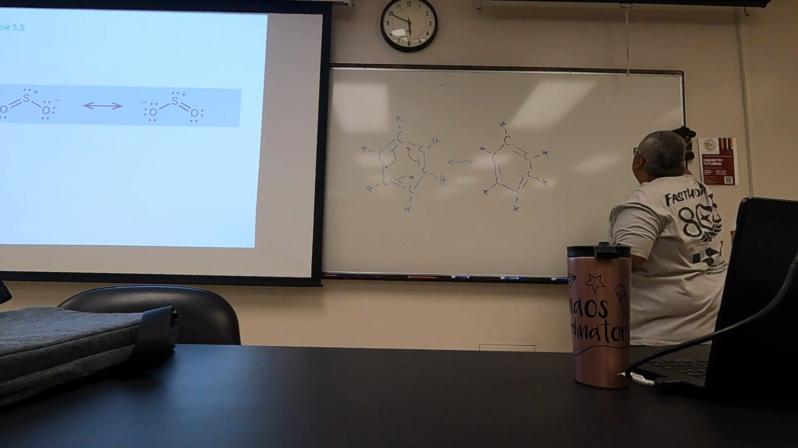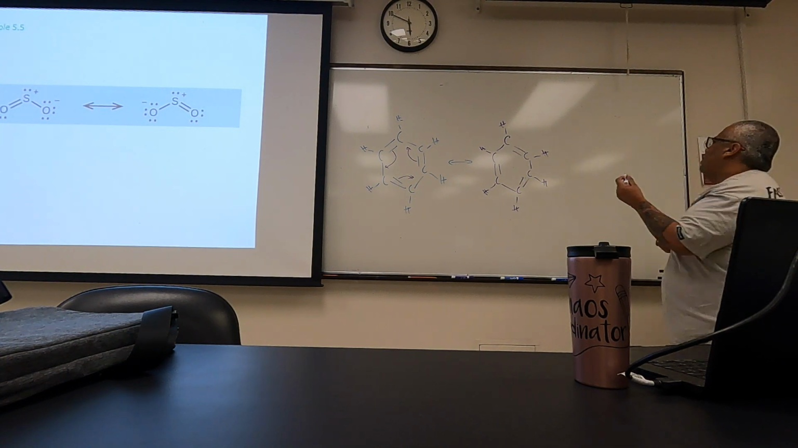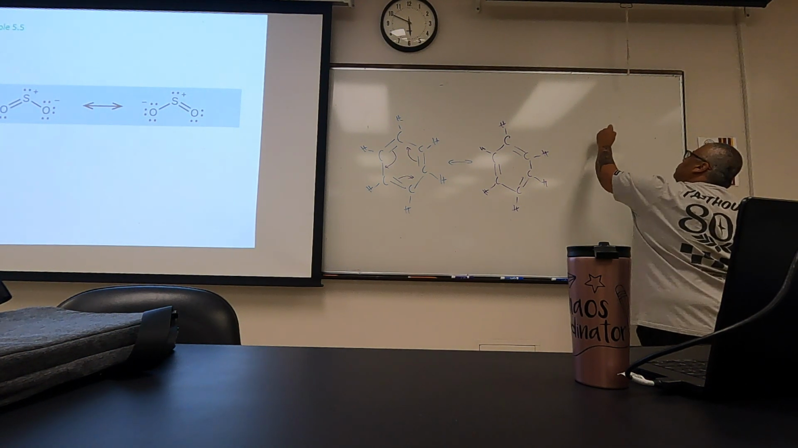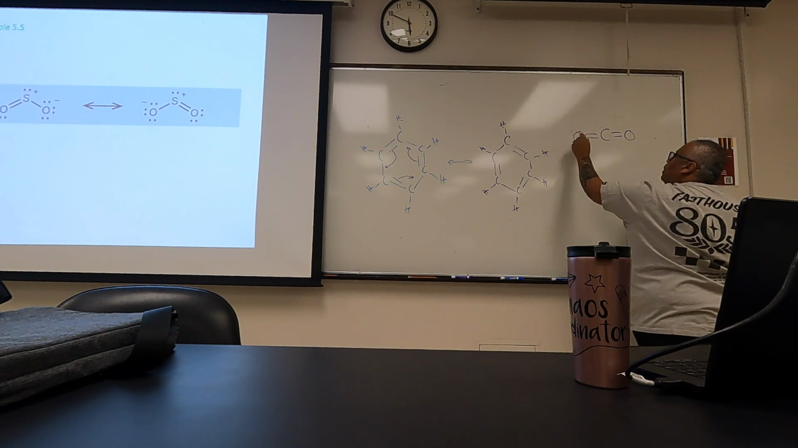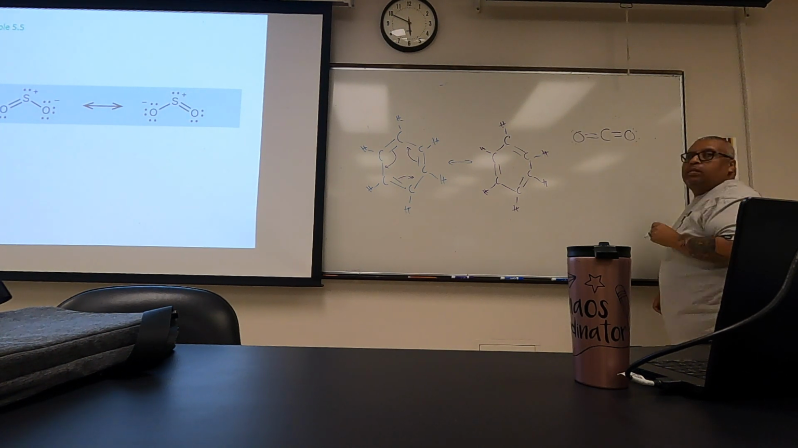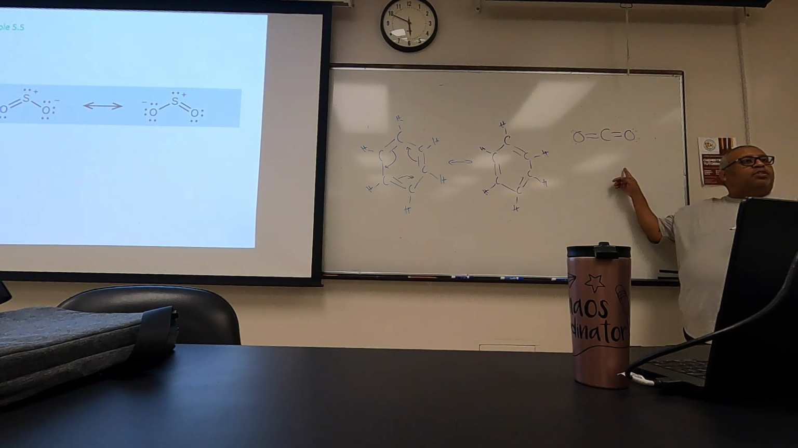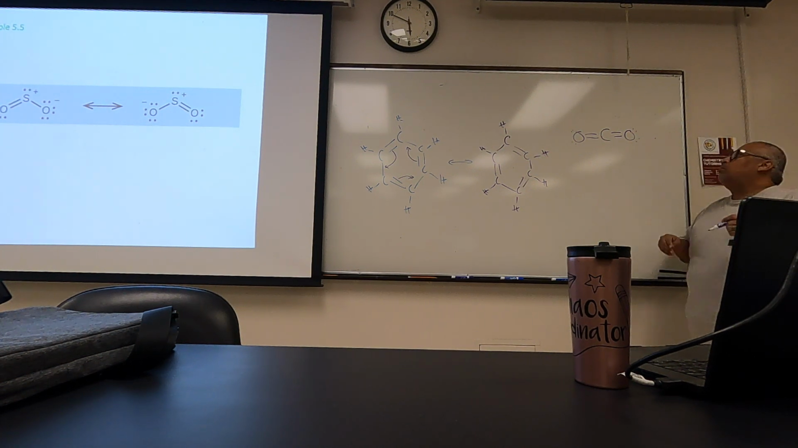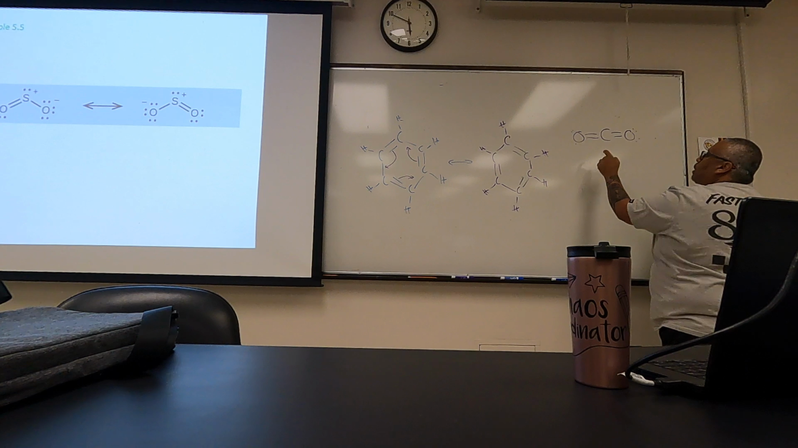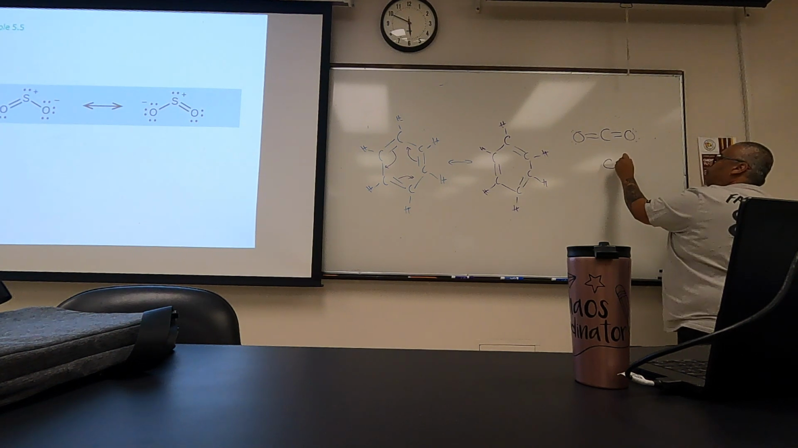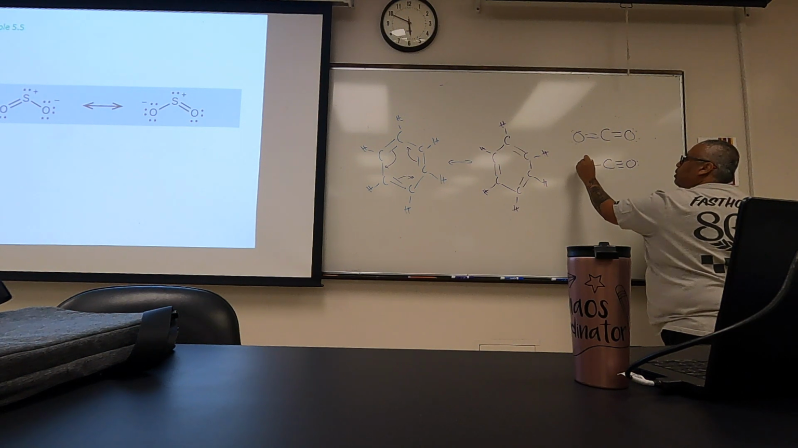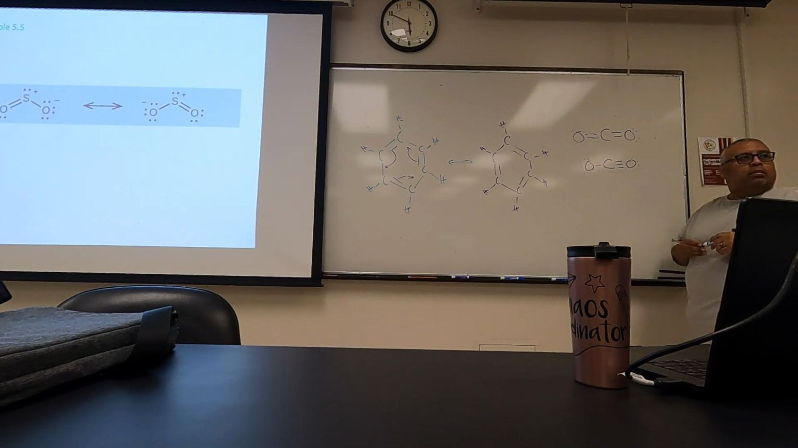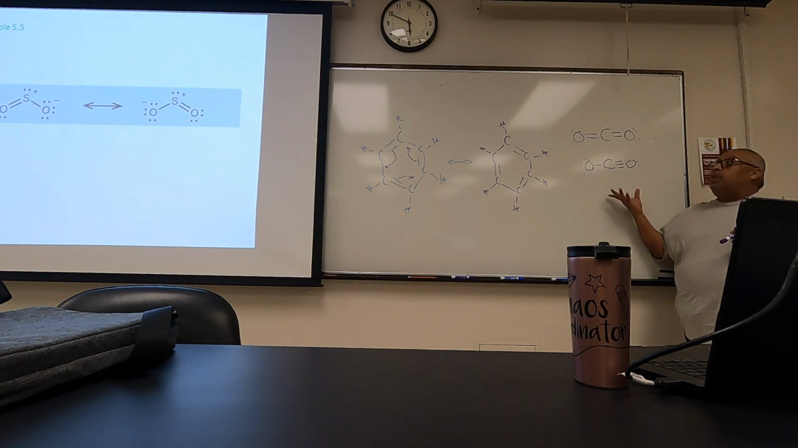I think CO2 is always a good one for resonance structures. This is one way to draw CO2, but this isn't the only way to draw CO2. We could draw it this way as well. Instead of having a double bond here, maybe we put a triple bond over here, and then we give this one a single bond. So these are what we consider resonance structures.